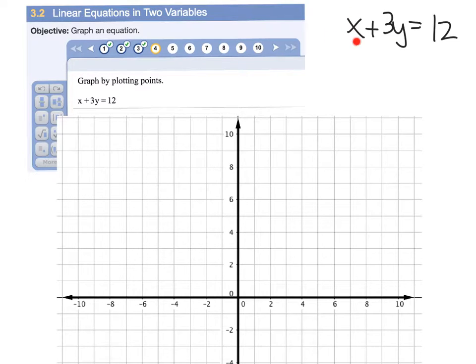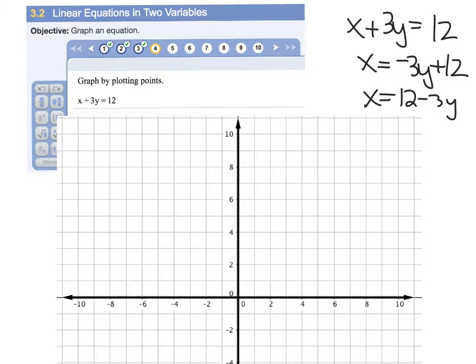So let's solve for x. And when I solve for x, I'm going to end up with x is equal to -3y plus 12. All right. I could have gotten x is equal to 12 minus 3y, and that would have been the same thing. These two statements mean the same.